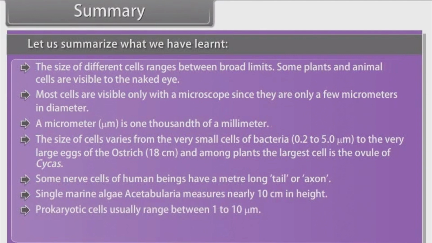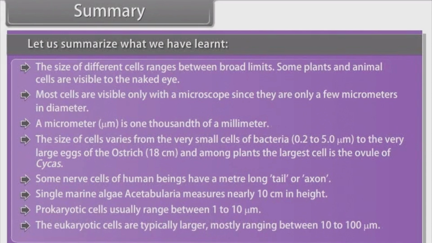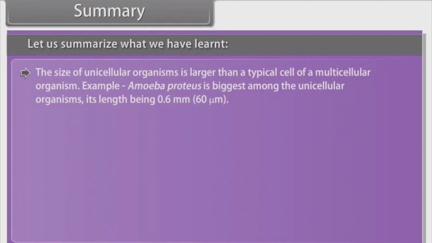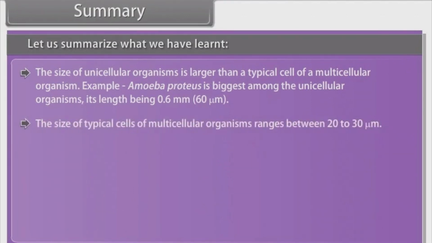Prokaryotic cells usually range between 1 to 10 micrometer. The eukaryotic cells are typically larger, mostly ranging between 10 to 100 micrometer. The size of unicellular organisms is larger than a typical cell of a multicellular organism. Example, Amoeba proteus is biggest among the unicellular organisms, its length being 0.6 millimeter, that is 600 micrometer. The size of typical cells of multicellular organisms ranges between 20 to 30 micrometer.